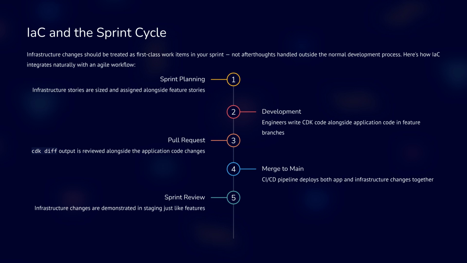IaC integrates smoothly with the sprint cycle. Infrastructure work is planned, developed alongside application code, reviewed via pull requests using cdk diff, and deployed together, ensuring full visibility during the sprint review.